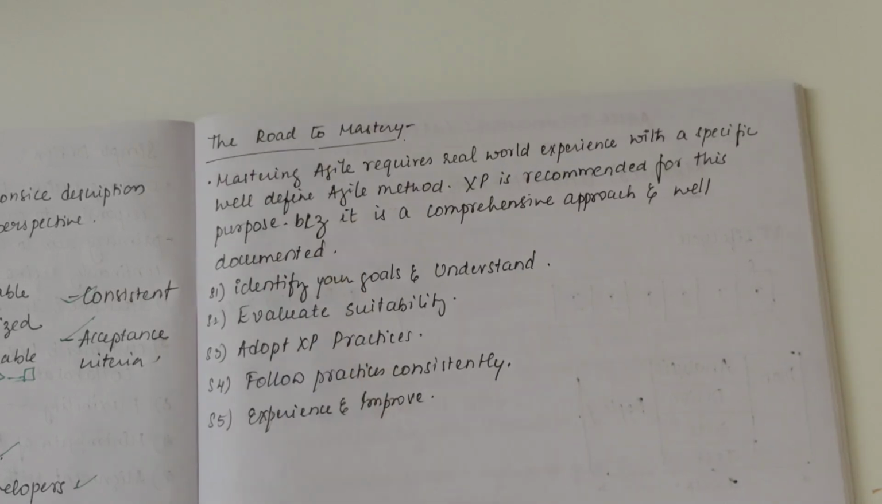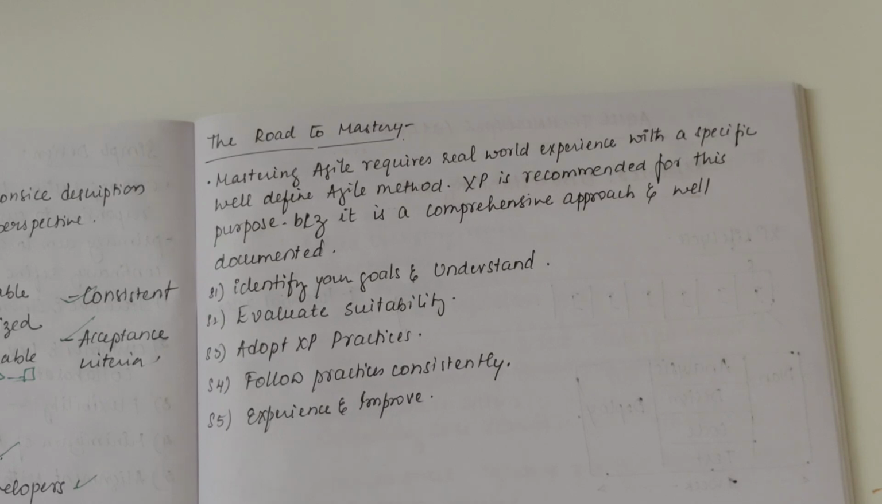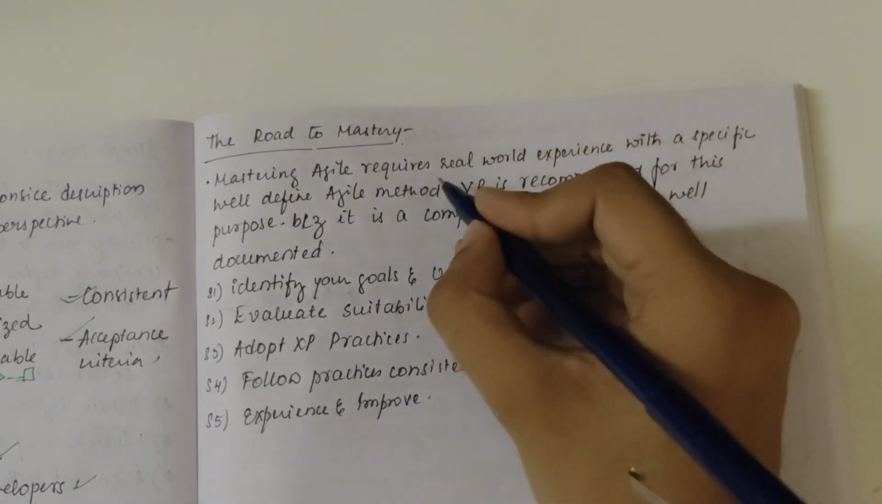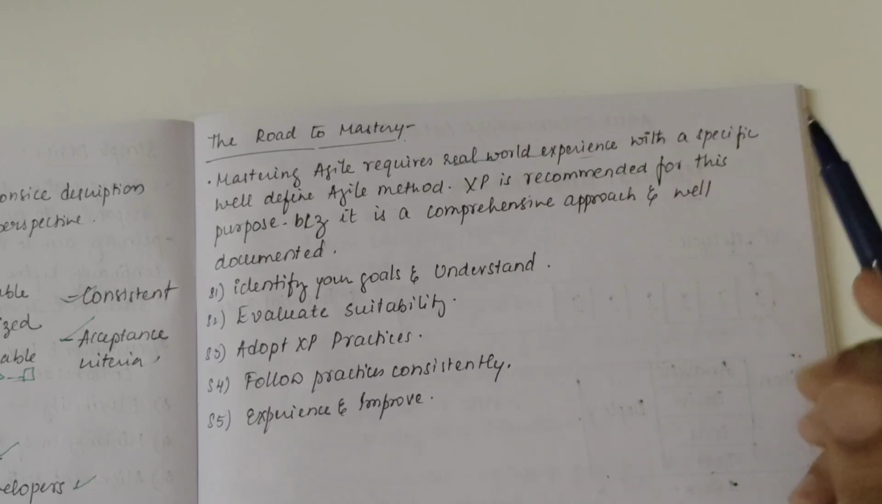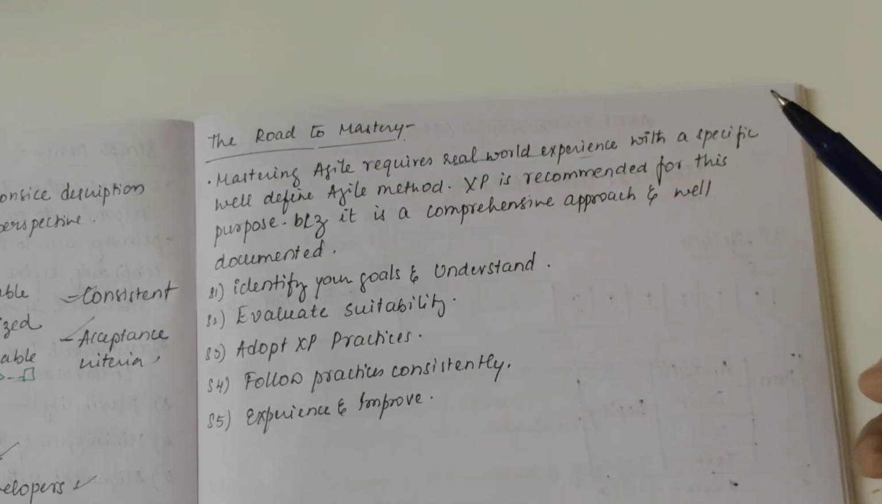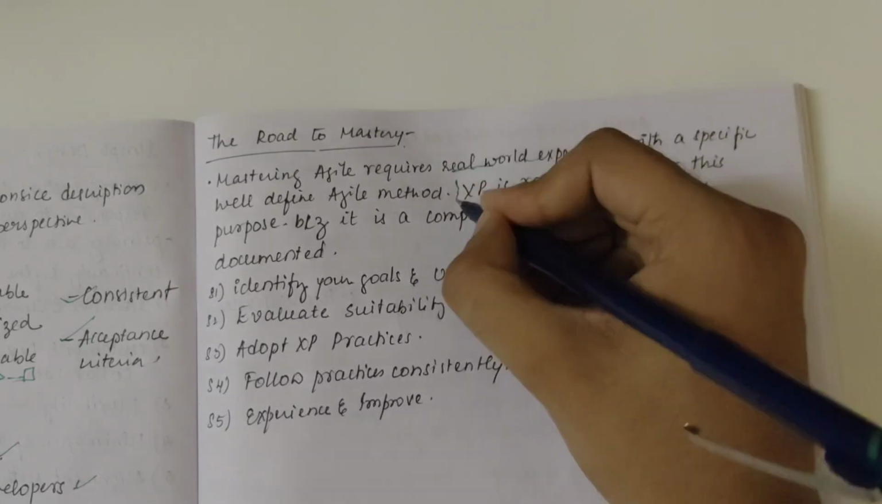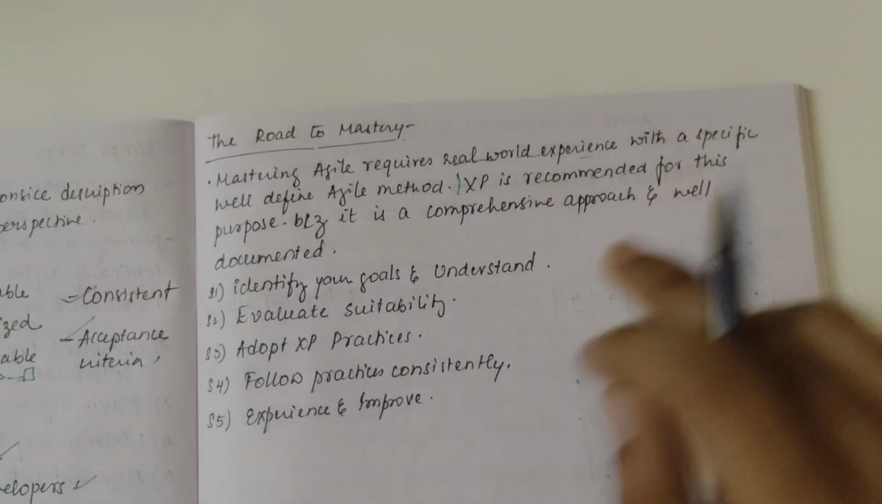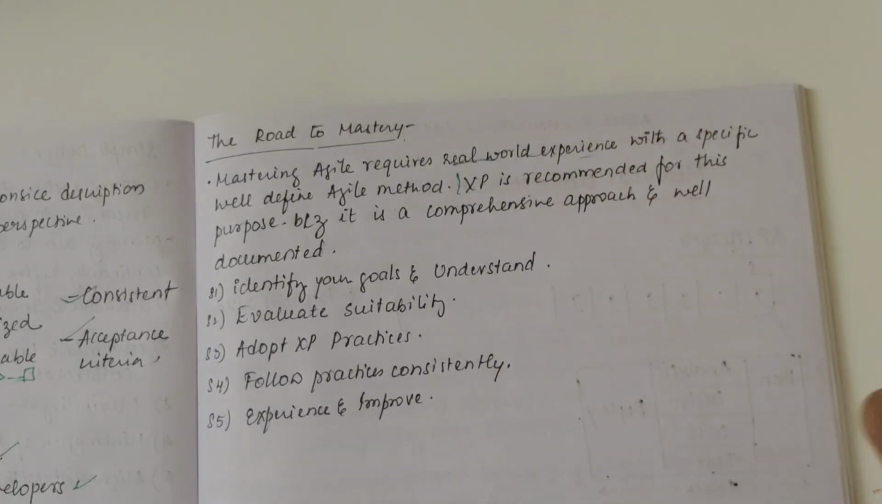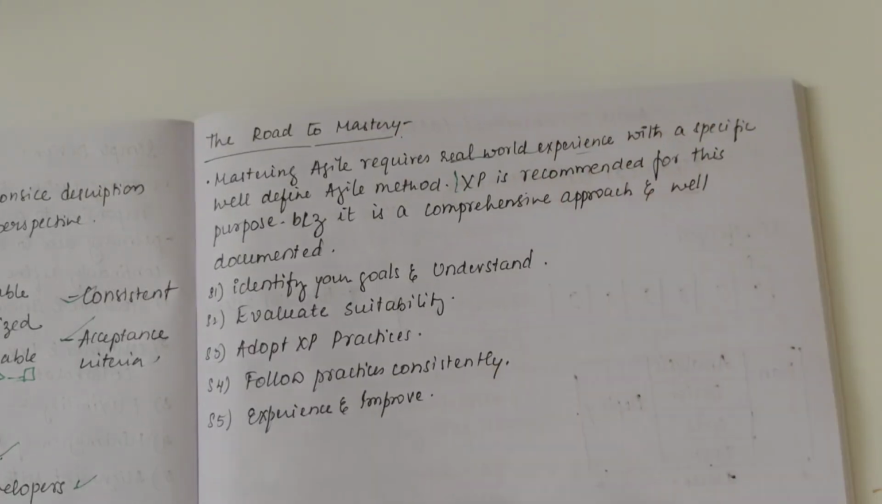Then we have the road to master the agile practices. In order to master the agile practices, mastering agile requires real world experience with a specific well-defined agile method. A well-defined agile method could be Scrum or XP. XP is recommended for this purpose because it is a comprehensive approach and well documented.